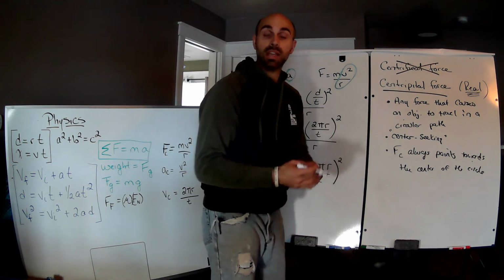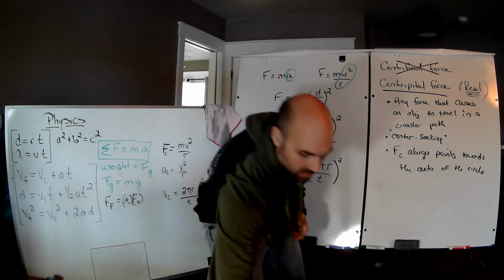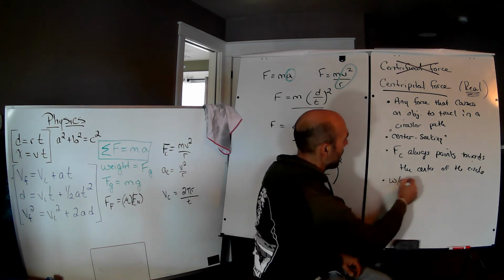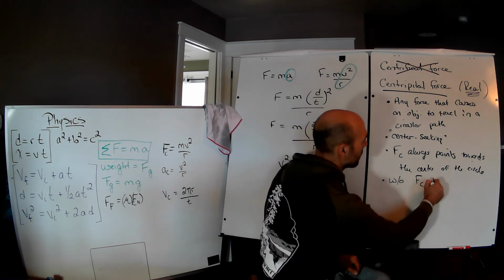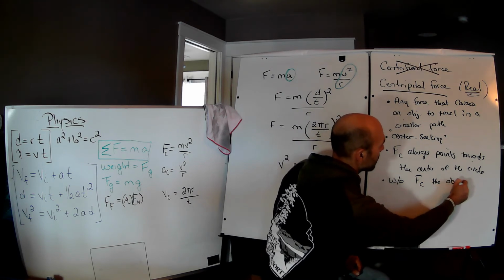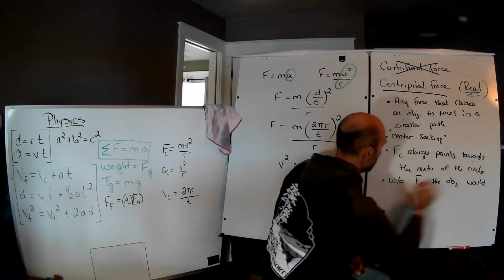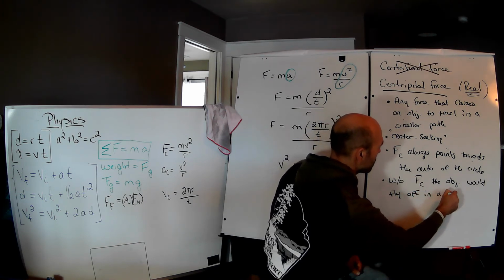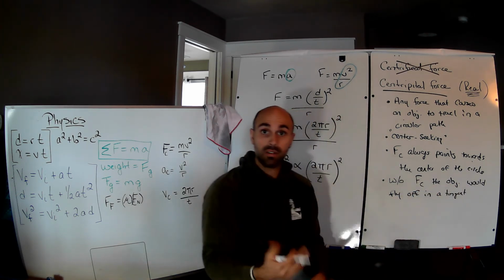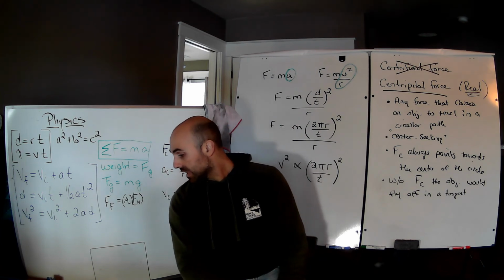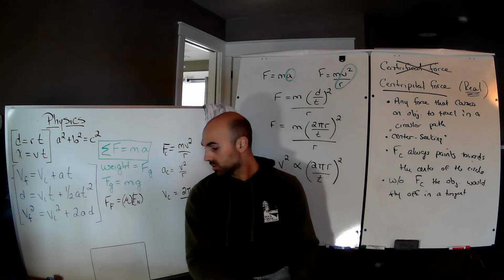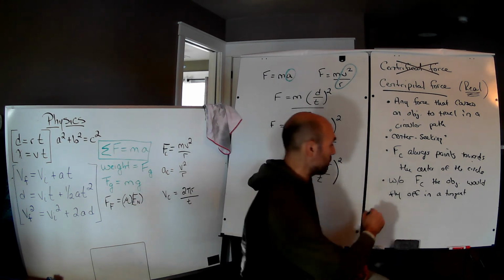Without the centripetal force, the object would just fly off in a tangent. So important to remember that. We discussed that from the last video. And then the final one is the force always occurs at a right angle to the tangent, meaning it points inwards.